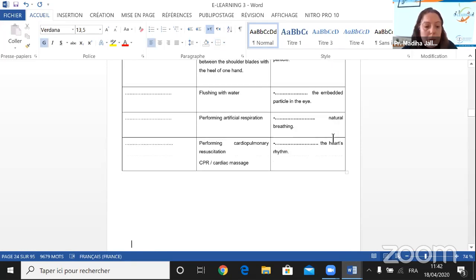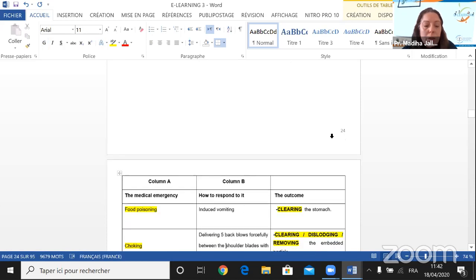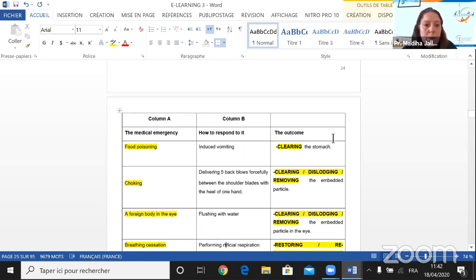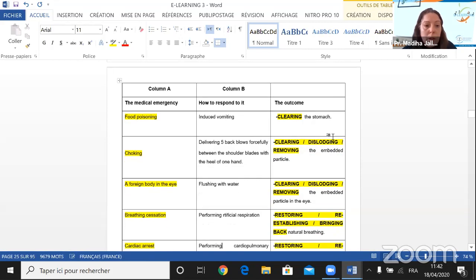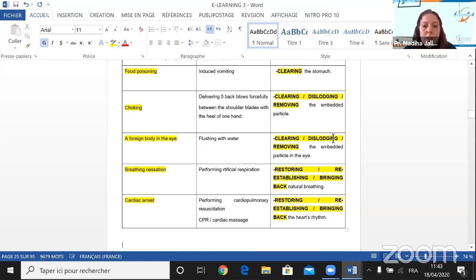Now here you have the answers. Most of your answers were good, except for the first one, we didn't give the answer. When you induce vomiting, the noun is induction. There is vomiting induction when there is food poisoning, so you clear the stomach. Choking: to clear, dislodge the embedded object.